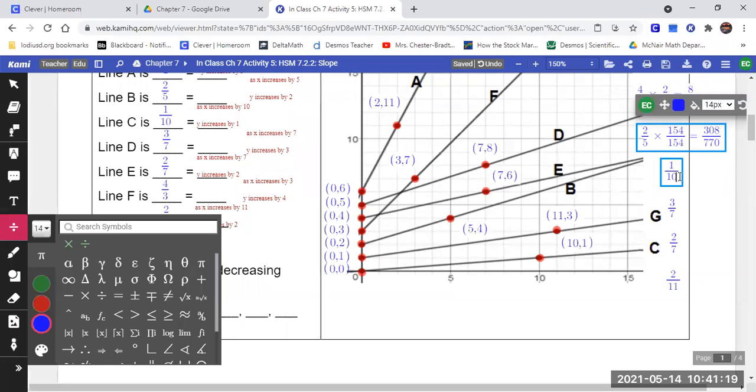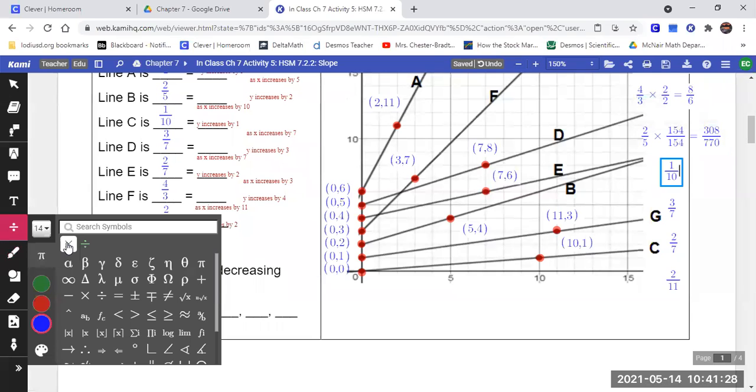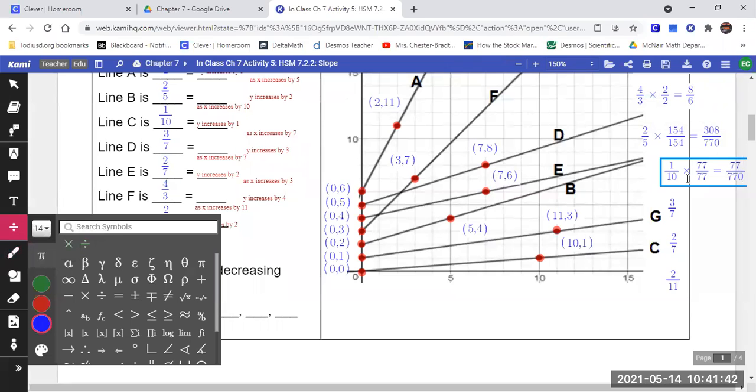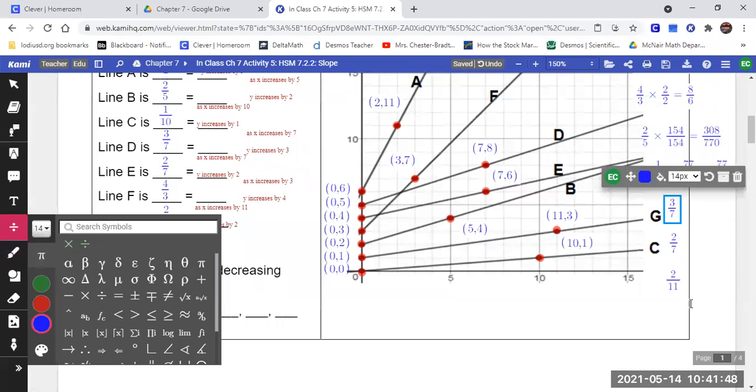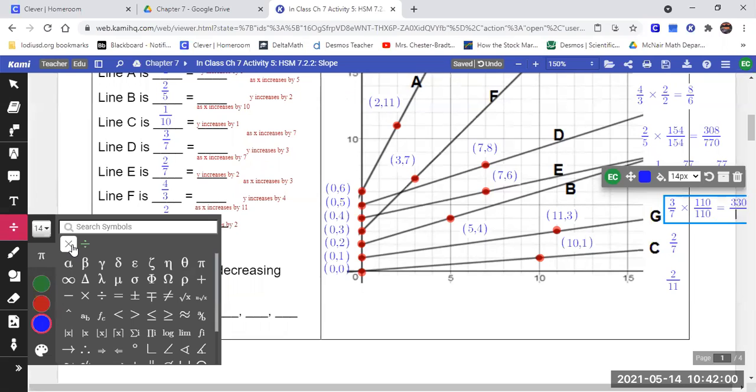Okay, and this one was 7 times 11 to make it, because 10 times 7 times 11 is what we were figuring out. So that's multiplying by 77 over 77, which gets us 77 over 770. This one already has a 7, so it's 11 times a 10. So that's multiplying times 110 over 110. So that's 330 over 770.